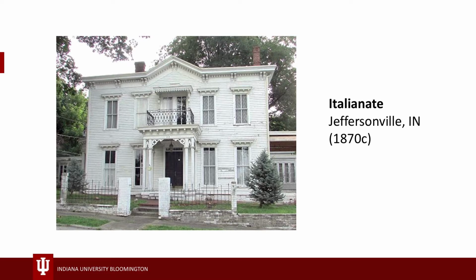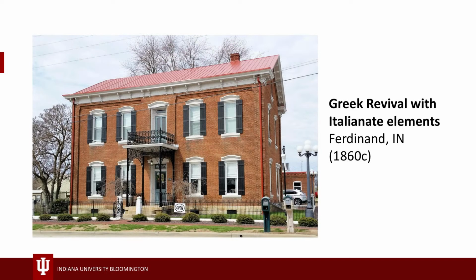In fact, the use of brackets would sometimes get married with earlier styles, such as a Greek revival as seen in this house from Ferdinand, Indiana. Note it has the returned eaves of a Greek revival house, but also the brackets and ornate porchwork of an Italianate. It's somewhere in between. The type is an I house, and the style, that exterior veneer, is both Greek and Italianate.